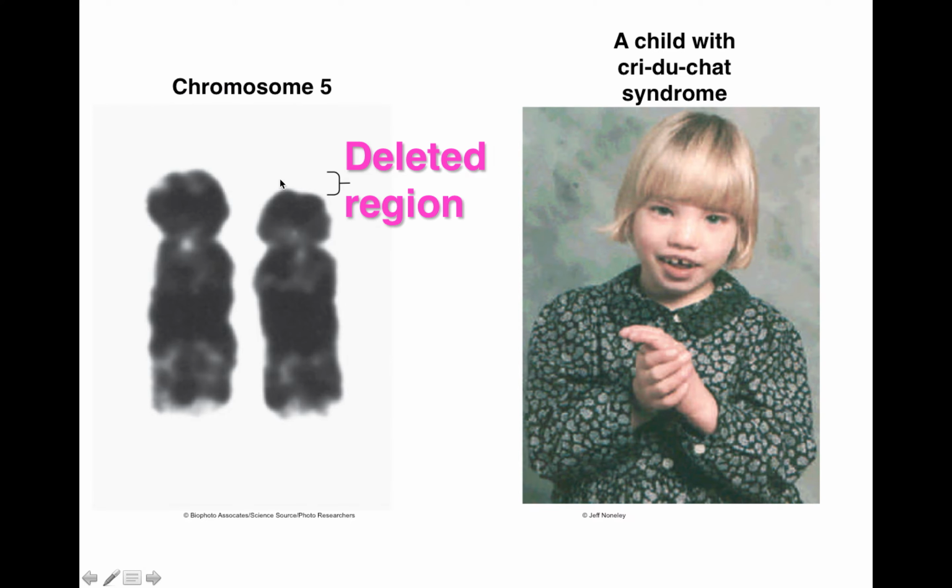Certain times when you have a small deletion, such as this deletion of the tip of the P arm of chromosome 5, in a heterozygous condition, you can end up with specific phenotypes, such as this Cri-du-chat syndrome.